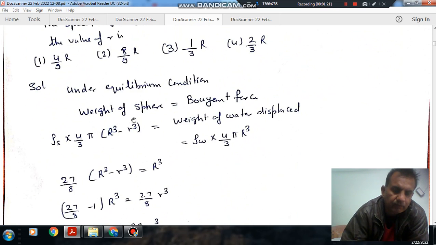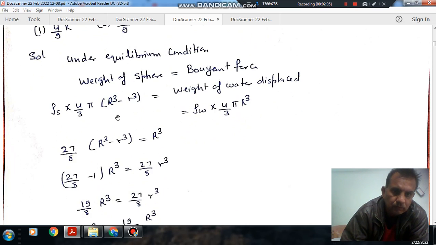Weight of the sphere is density of sphere into 4 by 3 pi (R cube minus r cube), that is the volume of the sphere, because the sphere is hollow. And the buoyant force is the weight of water displaced. The volume inside the water is 4 by 3 pi R cube, because when the sphere is submerged, the water displaced is equal to the outer volume. So this will be rho w into 4 by 3 pi R cube.